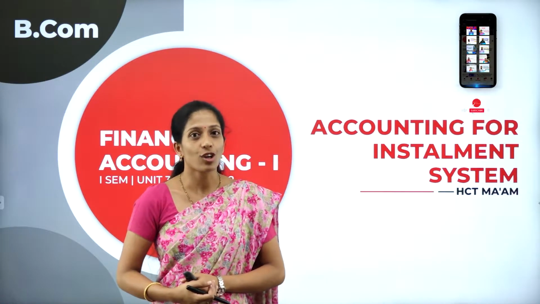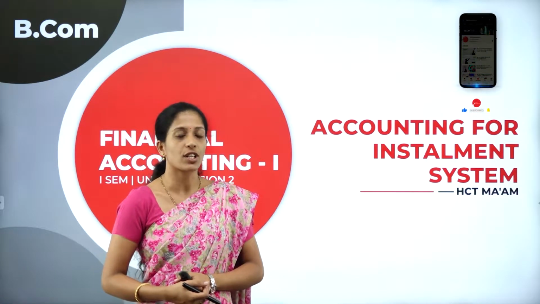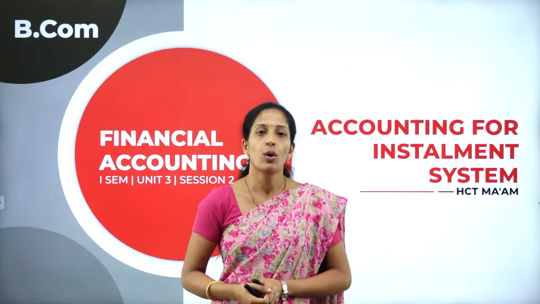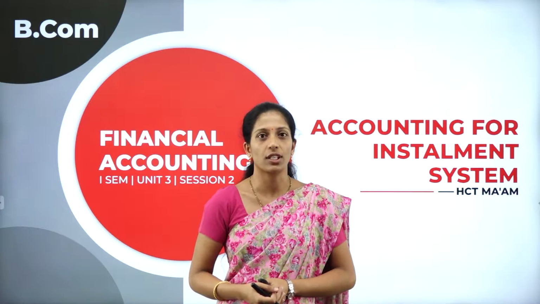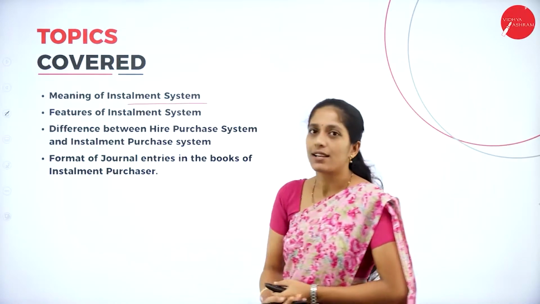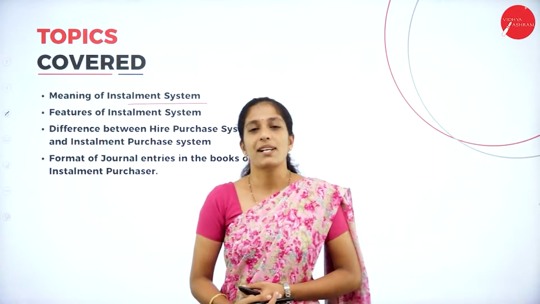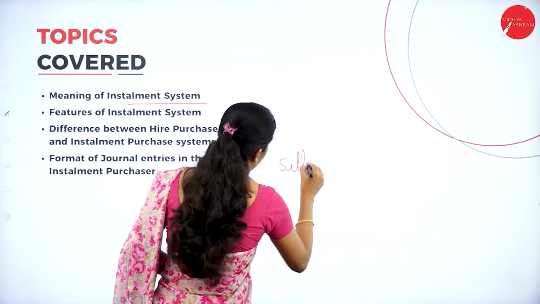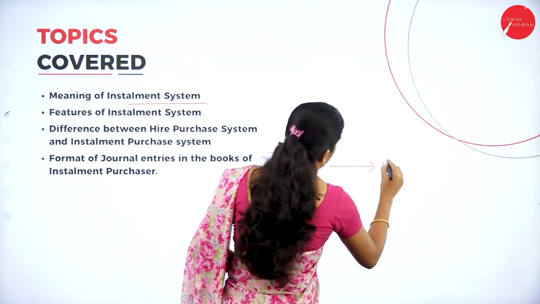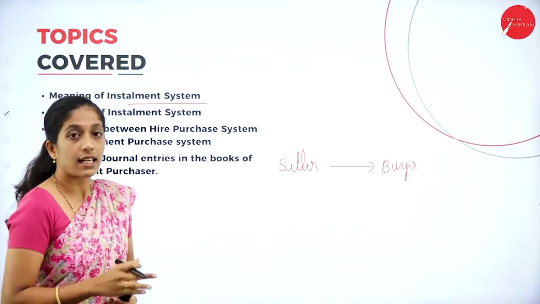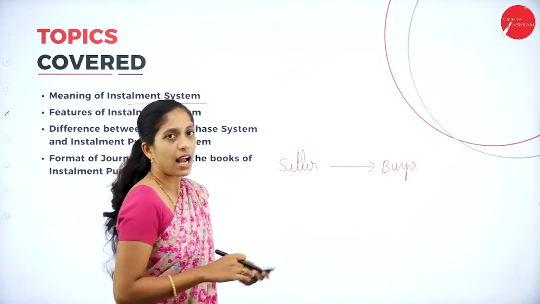So your Unit 3 is all about accounting for installment system. So already we have discussed a few of the concepts. So let us quickly recall what we have discussed in the previous session. In the previous session, we learnt about the meaning of installment system. Now what is this installment system? There are two parties, buyer as well as the seller. So who are the two parties under installment system? That is seller and buyer. So these are the two parties in installment system.